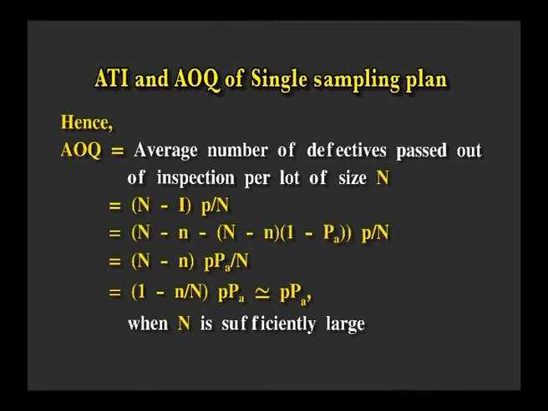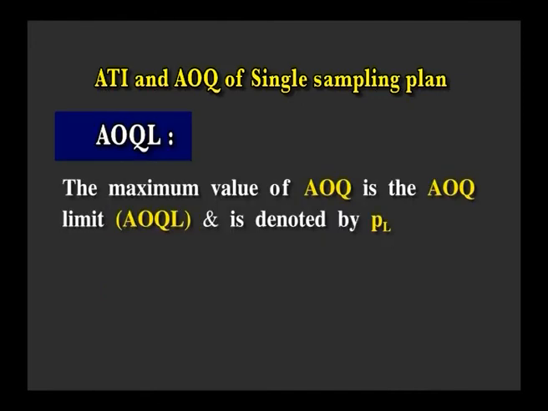Replace I by its value, then the formula is capital N minus small n minus capital N minus small n into 1 minus Pa, into p, divided by capital N, that is, capital N minus small n into p into Pa divided by capital N. That can be written as 1 minus small n divided by capital N into p into Pa, which is approximated to p into Pa for a sufficiently large lot size. AOQL: the maximum value of AOQ is the AOQ limit, denoted as AOQL, denoted by the letter PL.